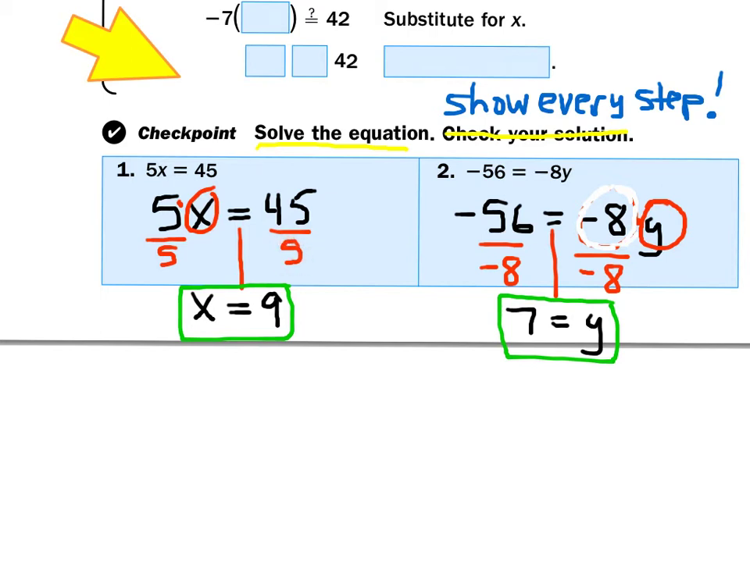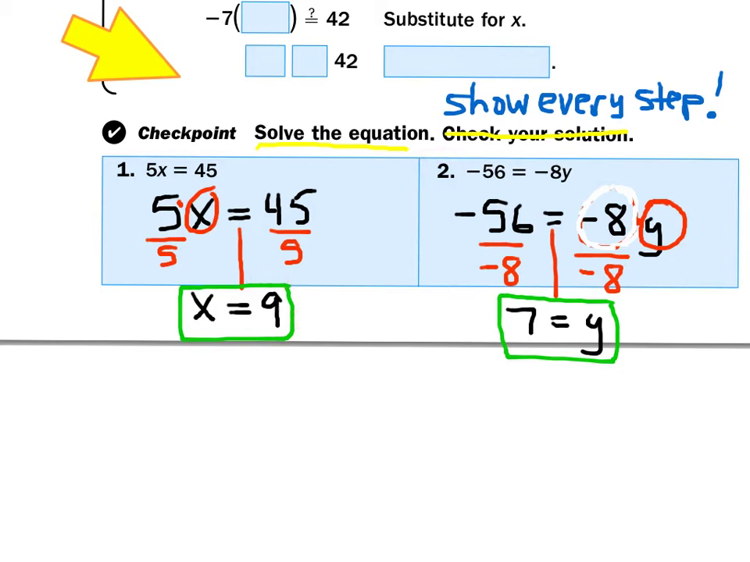And then we simplify. So 5 divided by 5 gives me that giant invisible 1 in front of the x. I let the equal sign drop straight down, and then 45 divided by 5 gives me 9. So I box my answer.